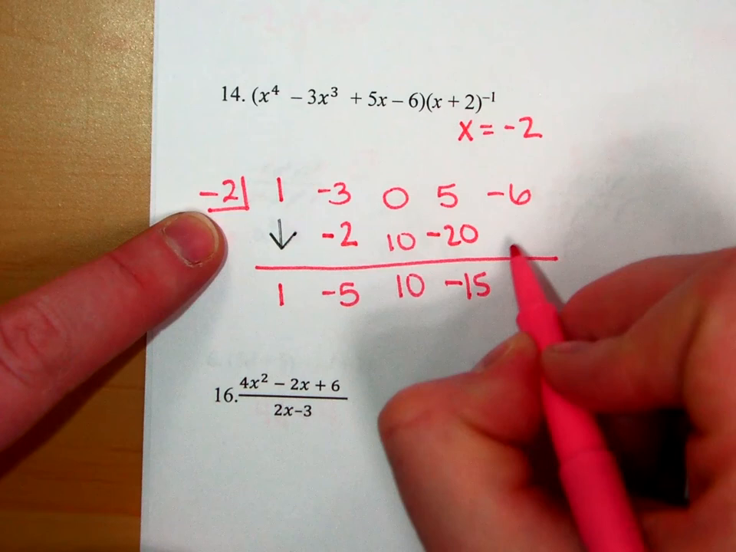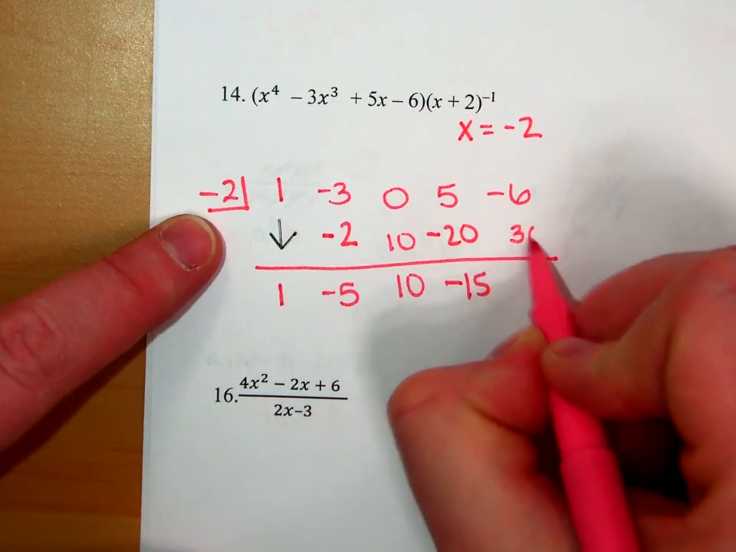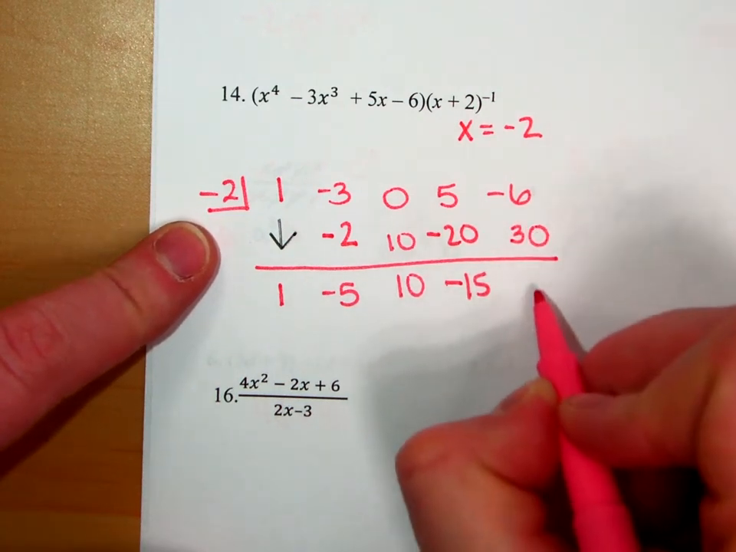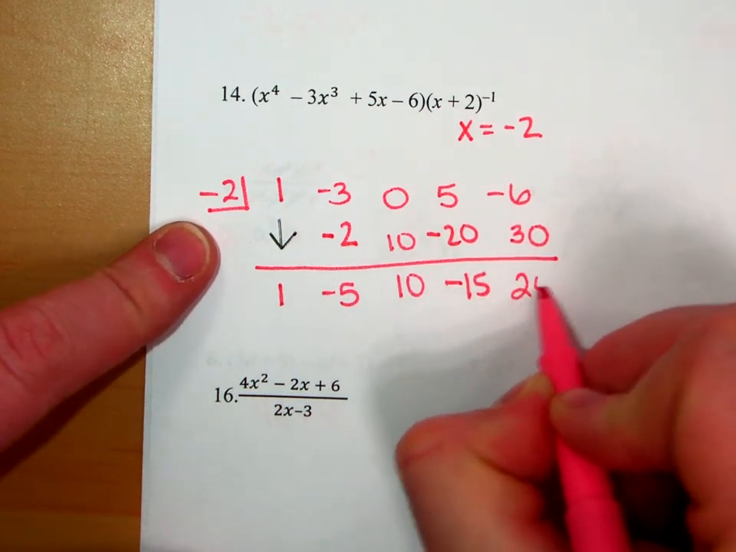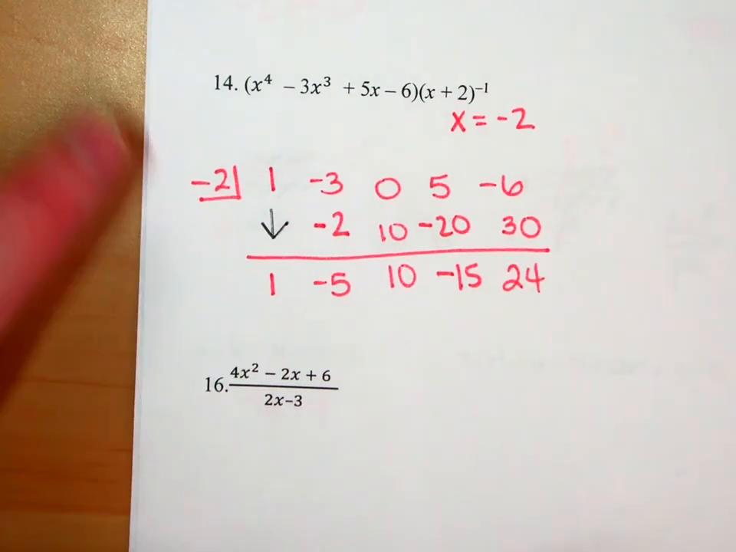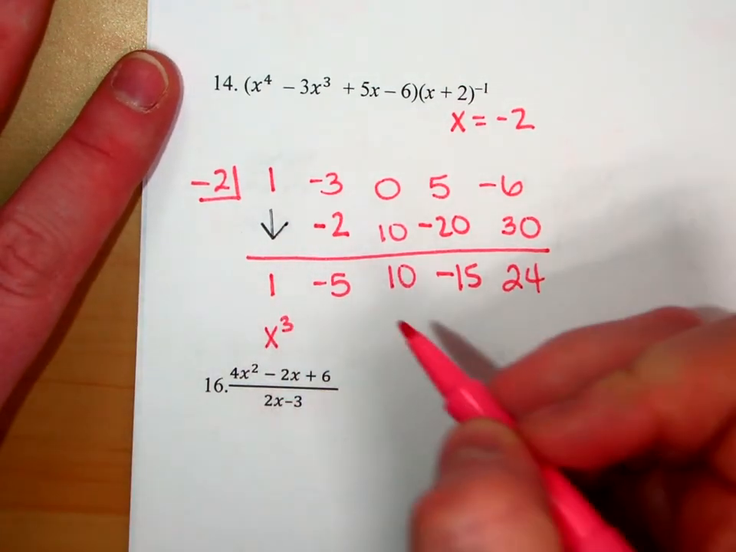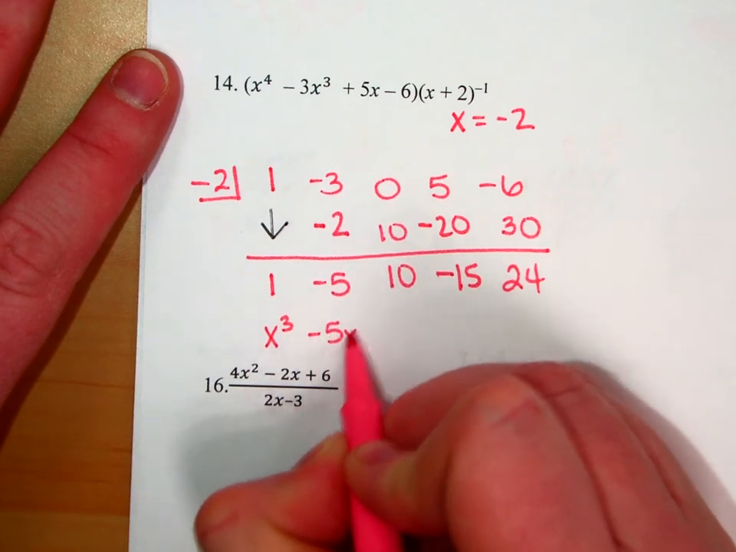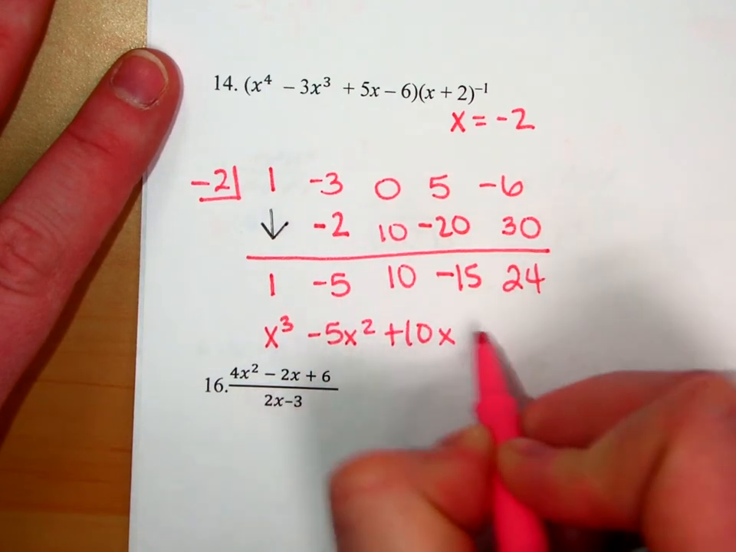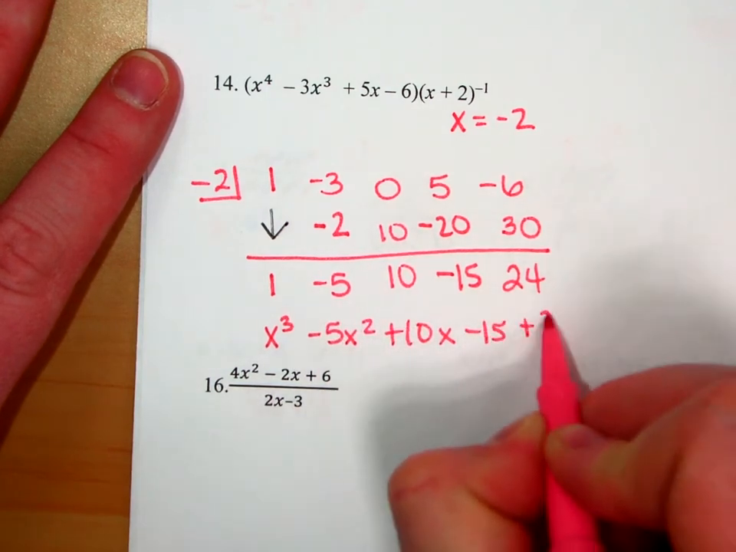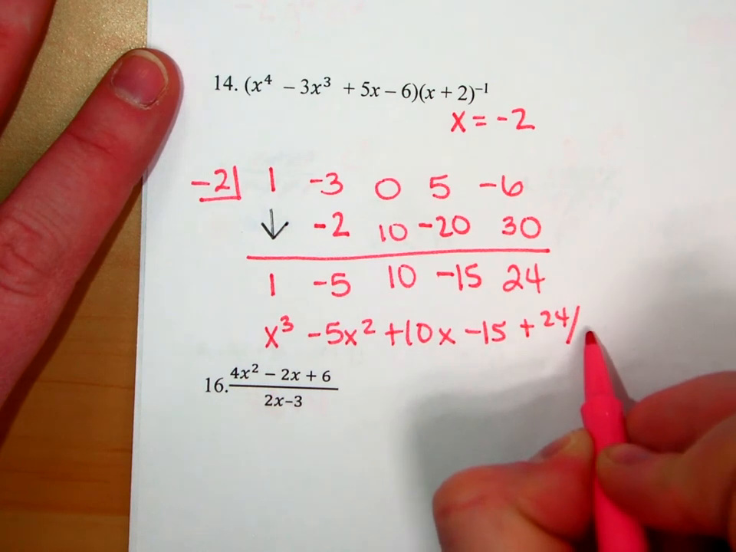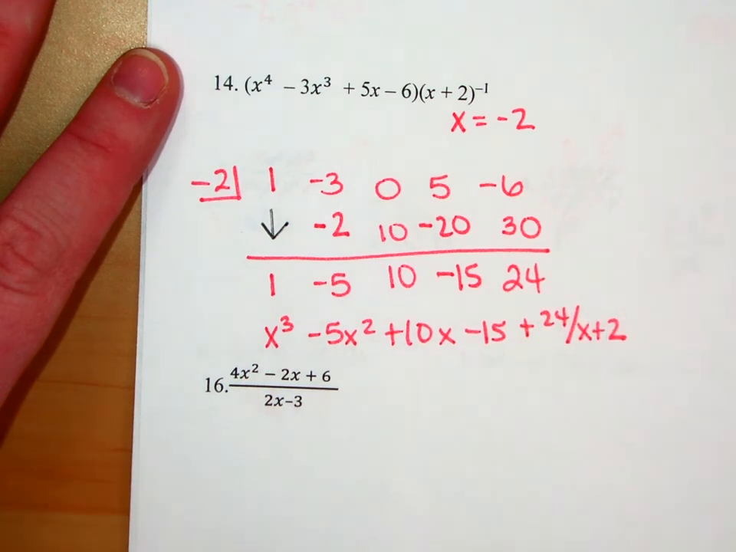Negative 15 times negative 2 is 30. Negative 6 plus 30 is 24. So I have a nice problem with a remainder. So I would write this out as x cubed minus 5x squared plus 10x minus 15 plus 24 over x plus 2.